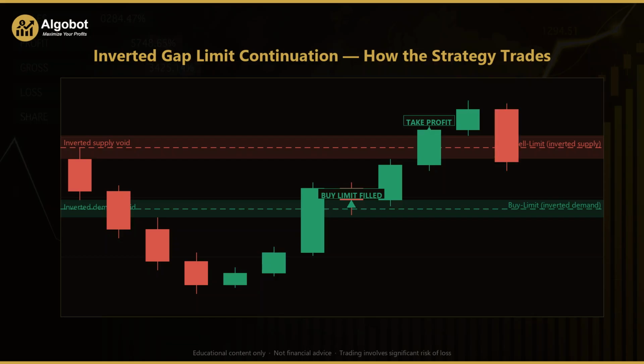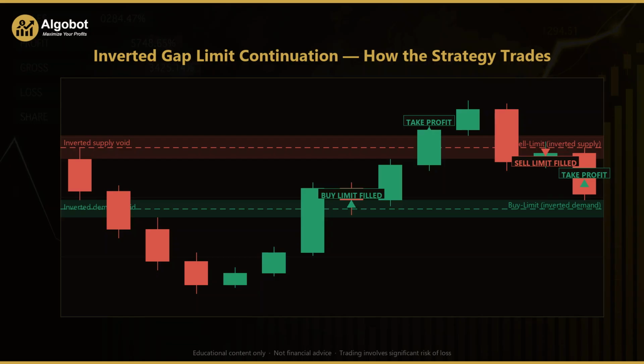Now watch the upper portion of the chart for the short. As price rallies, it prints a fresh bullish fair value gap, leaving the red band marked as a potential inverted supply void. Price then turns and a firm bearish candle closes below that void and below the most recent swing low, breaking structure to the downside. The bullish gap inverts into supply. The strategy rests a sell limit inside the red void, and as price drifts back up to retest it, the order fills near 1.0884. Price then rolls over and slides down to its take profit.